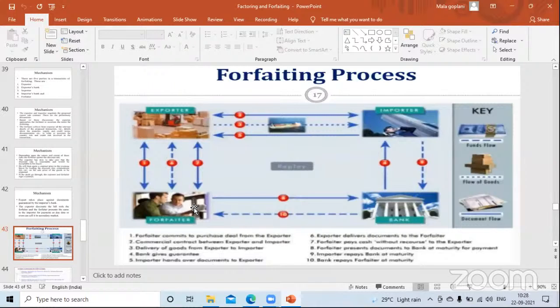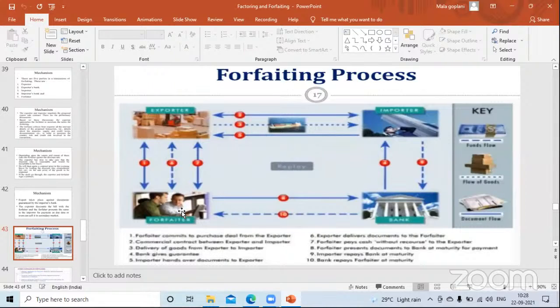Now what will happen? Seventh step. Forfeiter will pay cash, immediate payment, which is required by the exporter. So immediate payment will be done by the forfeiter. To whom? To the exporter. That is why he has given all the bills to the forfeiter in the sixth step.